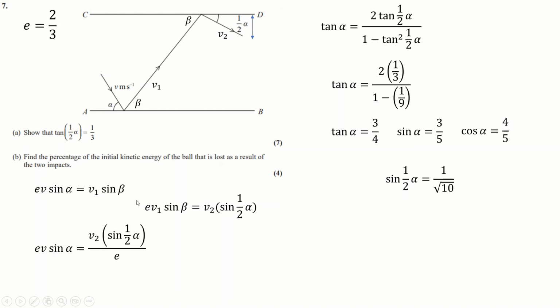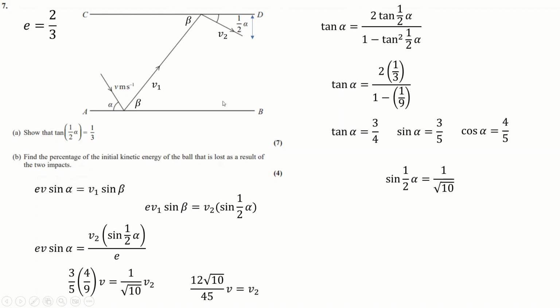So if I divide, what have I done here? I've divided this by E, it looks like, and then set it equal to that one, which means I can now just multiply by E again to get E squared over there. But I know sine alpha, I know sine of half alpha, so I'll put those values in, and this is looking okay. E squared is 4/9. Rearrange all that in terms of V2, in terms of this speed.